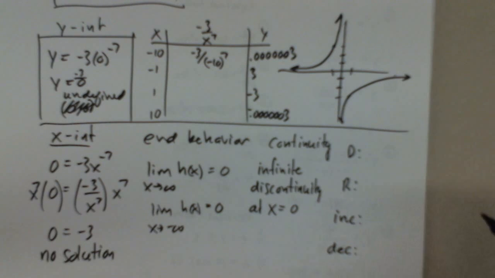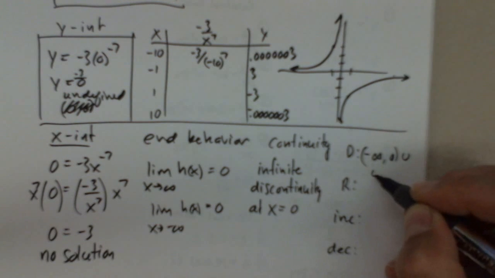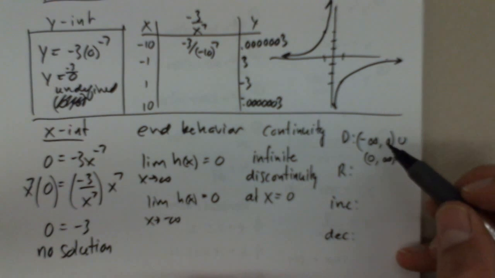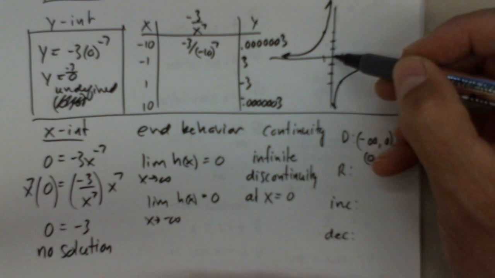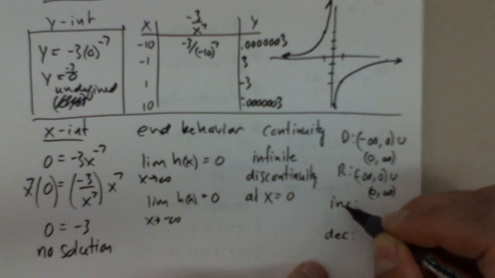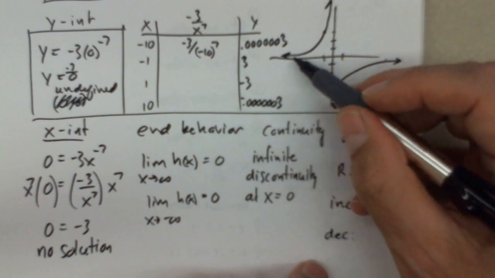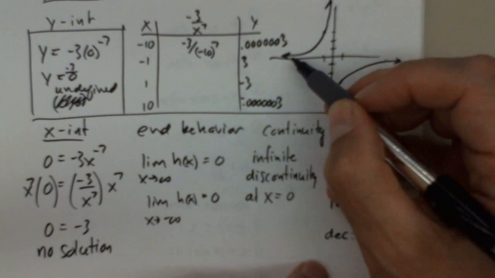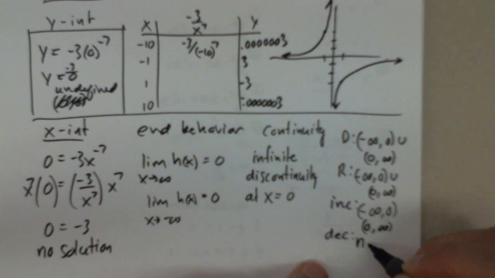All right. Domain is everything except for 0, so we're going to go from -infinity to 0, and then from 0 to infinity. And then the range is -infinity to 0, and then 0 to infinity. Increasing. Increasing here, and it's increasing here. This is not decreasing. We read it from left to right. So it's increasing from -infinity to 0. From -infinity to 0, it's increasing. And from 0 to infinity, it's also increasing. And then decreasing is never.